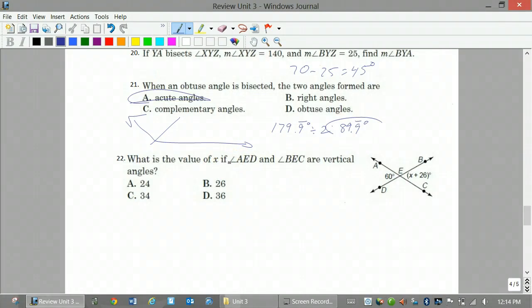Okay, they're vertical angles. Find the value of x. So they're vertical angles, so we can set an equation and say that they're equal. Minus 26 from both sides, and you get 34.